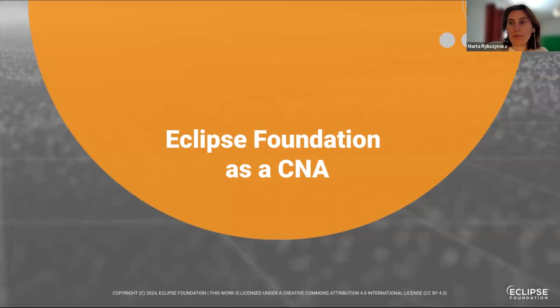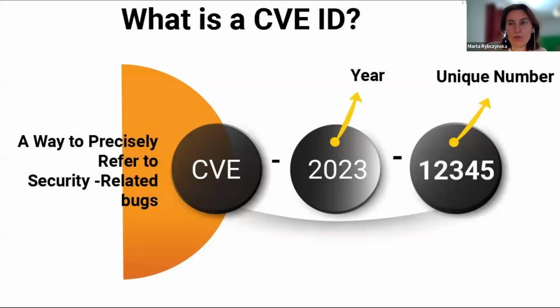Now, the Eclipse Foundation is a CNA. What is a CNA? All those abbreviations that show up in this area. To get to CNAs, we will start with CVE. You've probably heard about CVEs like CVE-2023-12345, and basically this is a ticket number, a ticket number in the vulnerability database. You have the prefix CVE, you have the year in which it has been discovered, and you have a unique number, and no more magic in there.